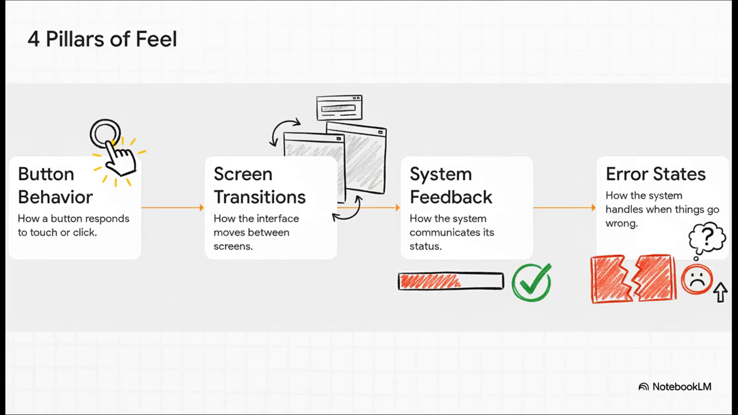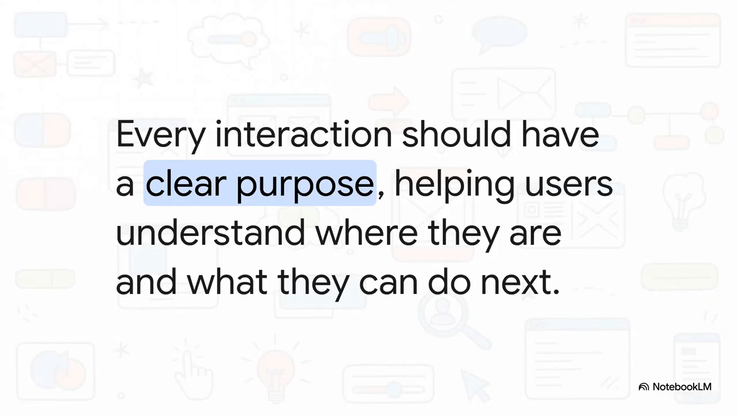We can break it down into these 4 pillars. First up, button behavior. You know, when you tap a button, does it press down? Does it change color? That tiny bit of feedback confirms your action. Second, screen transitions. Does a new screen slide in from the right, telling you that you've moved forward? Or does it pop up, signaling a temporary choice? Third is system feedback. When a photo is uploading, do you see a progress bar? When your payment goes through, do you get that satisfying green check mark? The system has to talk back to you. And finally, error states. What happens when something goes wrong? A great design plans for errors and actually helps you fix them instead of just leaving you at a dead end.